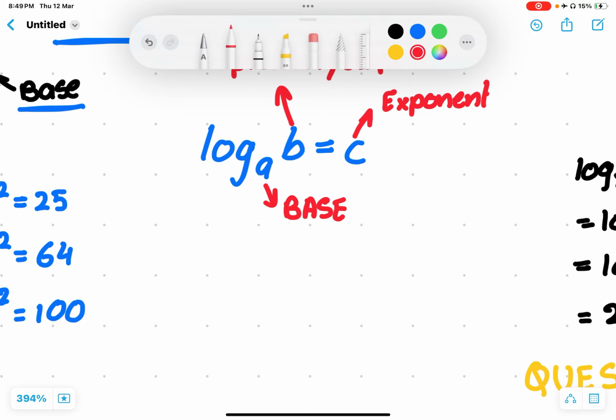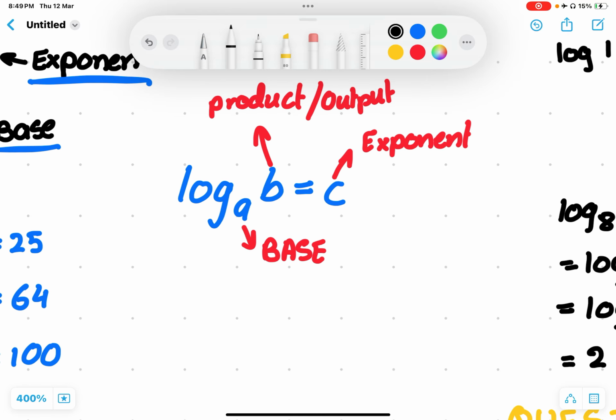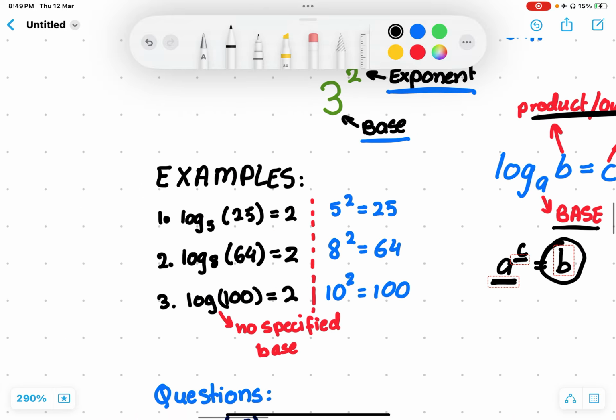So if we break it down from this explanation, we know that A raised to the power of C would equal B. This is what this means. We know that A is the base, so we put the base down there. We know that C is the exponent, so we put it up there. And we know that B is our product, our output, and that's why the answer is B. So now let's look at some examples.